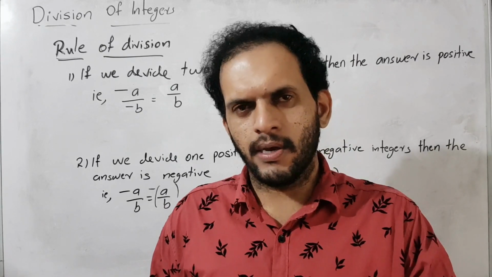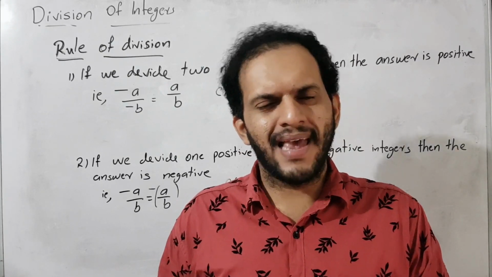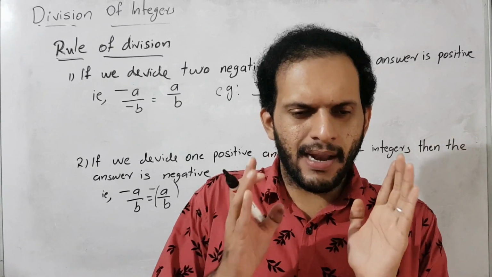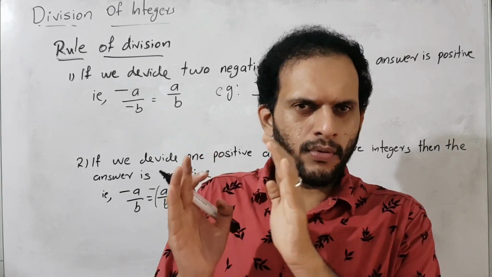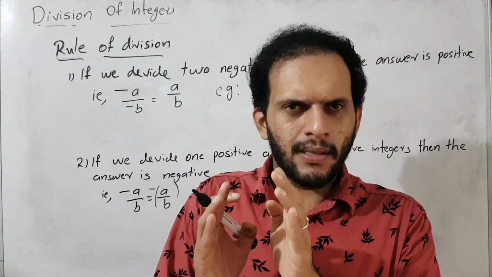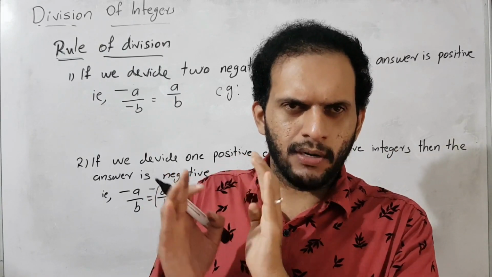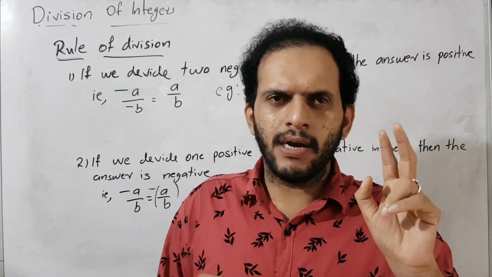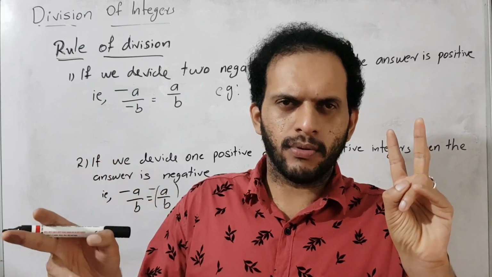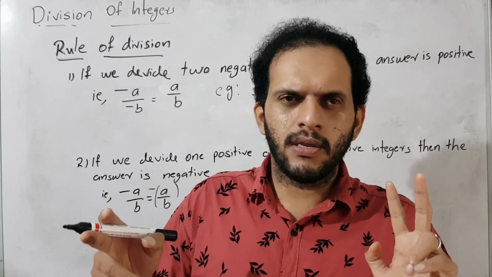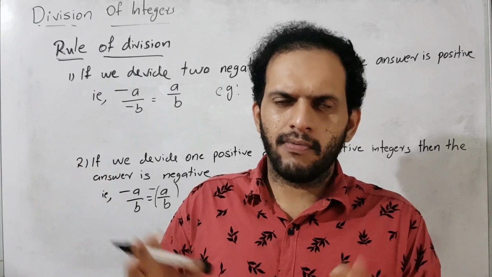The answer is negative, the same idea as multiplication. When we multiply two negative numbers, the answer is positive. When we multiply one negative and one positive, the answer is negative. Division is the same idea. To divide two negative integers, the answer is positive. If we divide one negative and one positive integer, the answer is negative.